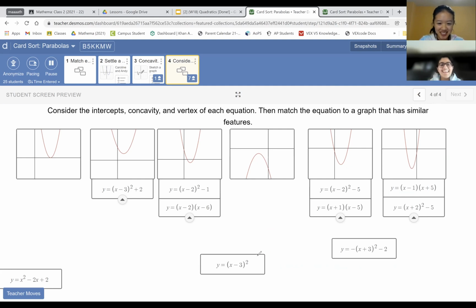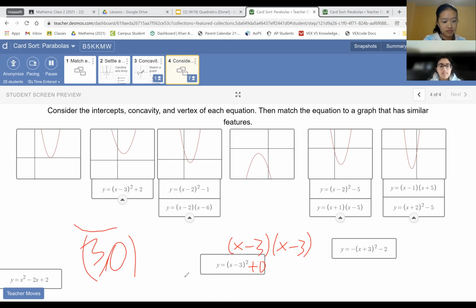Then this one, y is equal to x minus 3 squared. So this is in vertex format, but it's also technically in factored format, right? So there's a plus 0 there, which means the y value is 0, because it's just plus 0. So we would have 3, comma, 0 as the vertex. We can also see that it's the only x-intercept. So we'd connect it with the first graph.